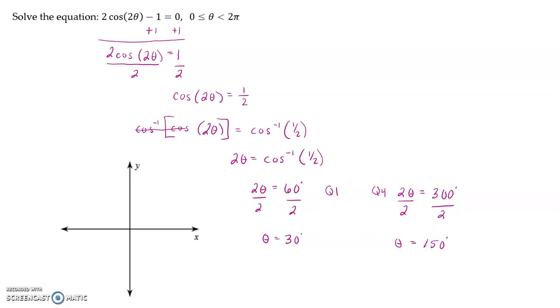We can calculate the radian values for these angle measures. 30 degrees is the same thing as pi over 6. And our angle measure here of 150 degrees would be the same thing as 5 pi over 6.